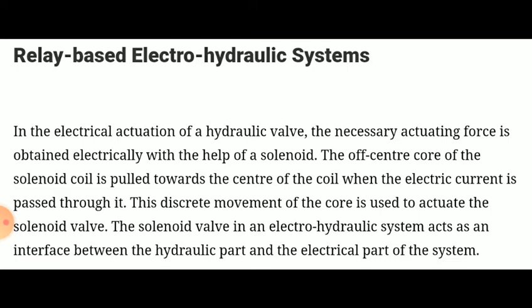with the help of a solenoid. The off-center core of the solenoid coil is pulled towards the center of the coil when the electric current is passed through it. This discrete movement of the core is used to actuate the solenoid valve. The solenoid valve in an electrohydraulic system acts as an interface between the hydraulic part and the electrical part of the system.